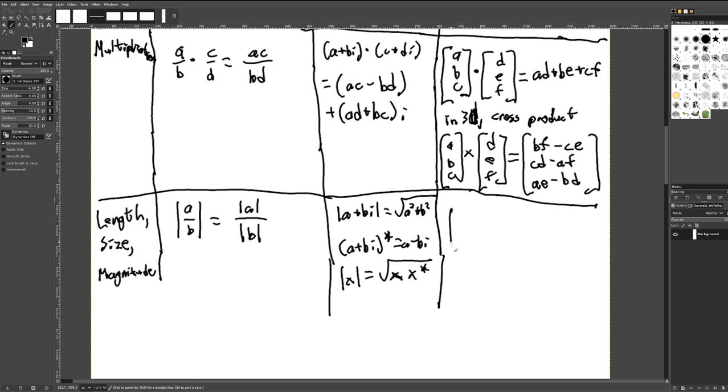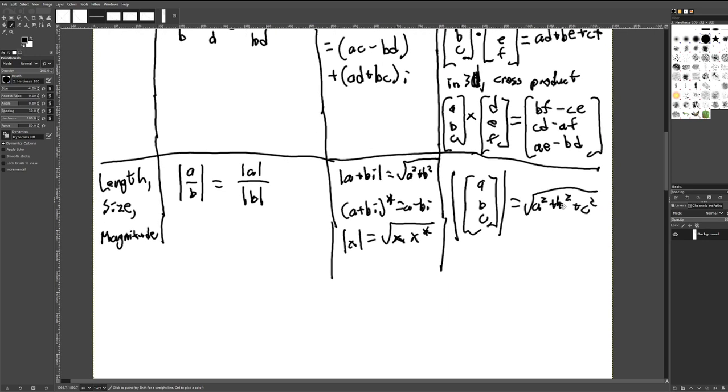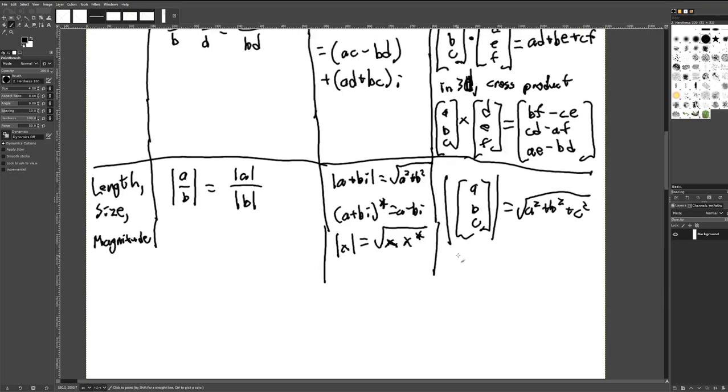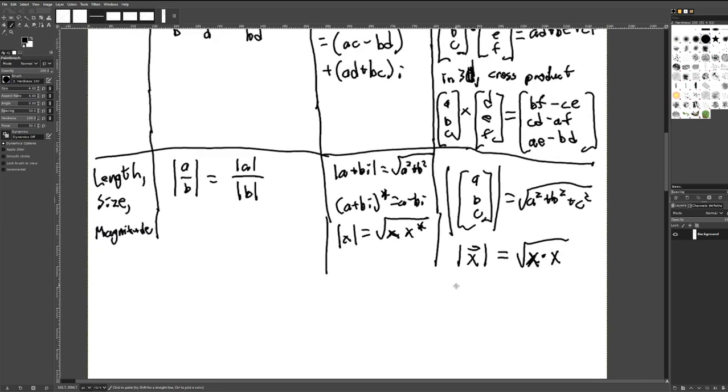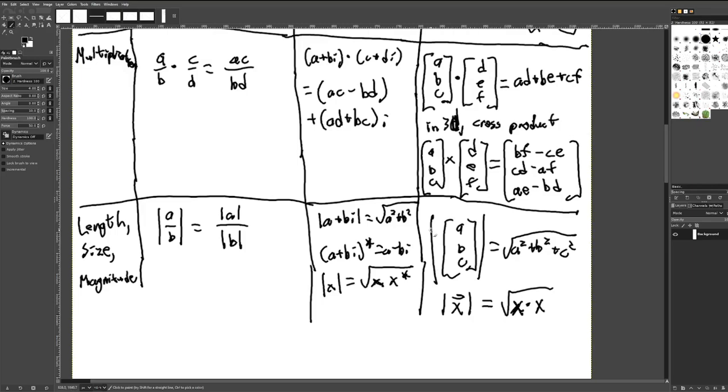Then we can do magnitudes of vectors as well, a, b, and c. If we have a vector, we can take the magnitude and we get root of a squared plus b squared plus c squared. And also you can write this, if you have some vector called x, then the magnitude is just the root of the dot product of x with itself. So there's another example of a magnitude.